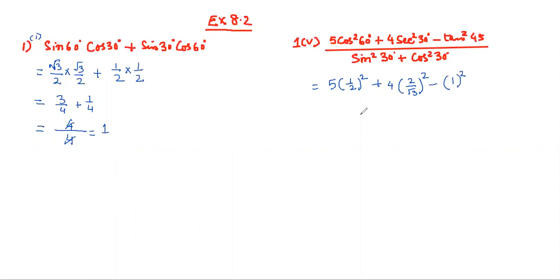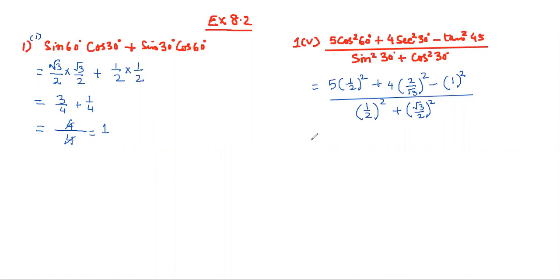And its square will be square of 1. This is divided by sine square 30 degree. So sine 30 degree is 1 by 2, and we are given the square of it, so we will square it. Then plus cos 30 degree is square root 3 by 2, and take the square of it.